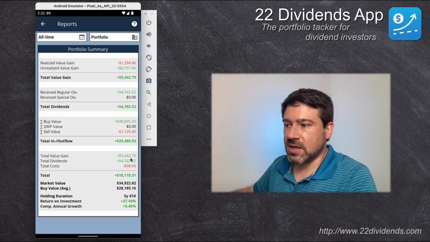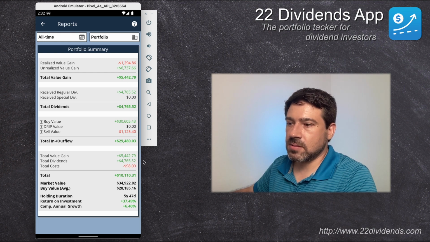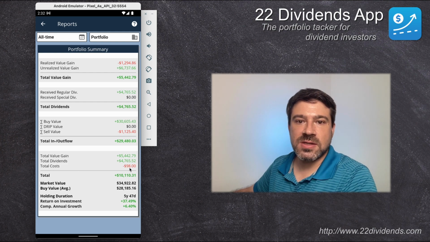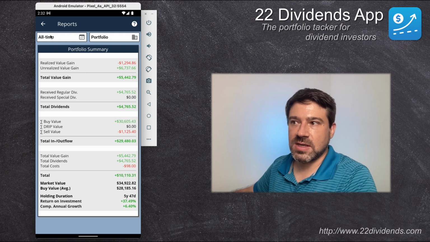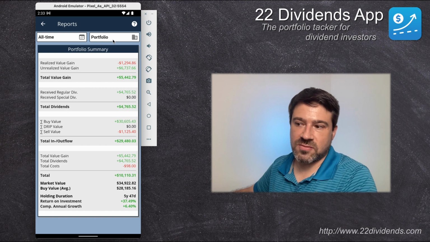Finally, we have a summary. It's the total value gain plus the dividends minus the cost. In this case, cost is a transaction cost that you can define, and then you get a total value for the selected time span and the stock or the portfolio.